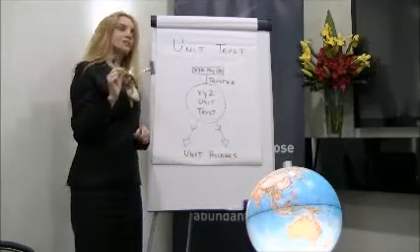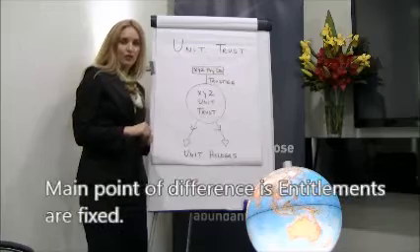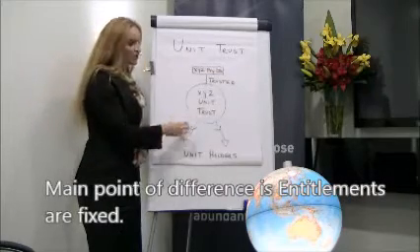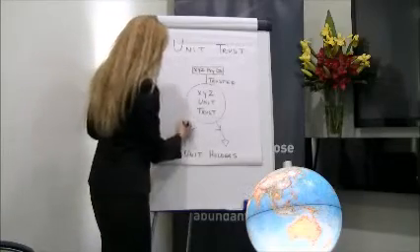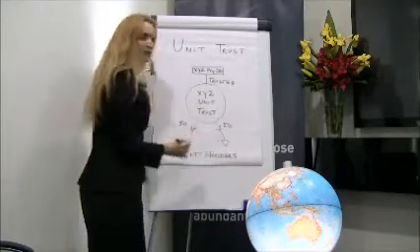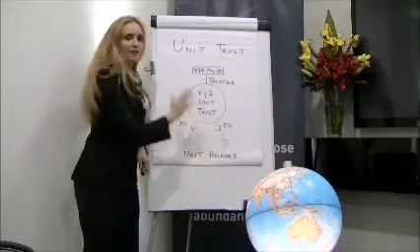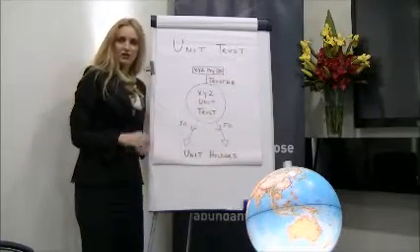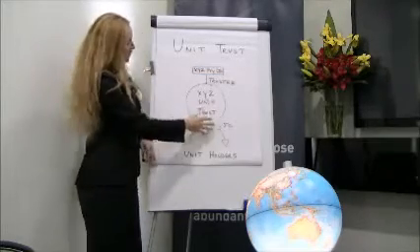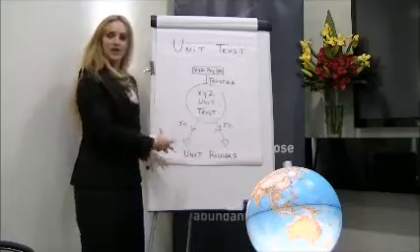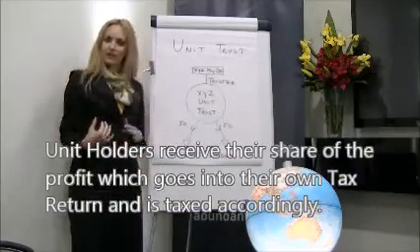Now the main difference between this type of trust and a discretionary trust that we covered earlier in our last episode is that the entitlements here are fixed. So that means, this unit holder might own 50 units and this one 50 units. So that means every year that profit is distributed in a fixed percentage, 50-50, according to the unit holding. So just like companies and the shareholding. So what happens here is the unit holders pick up their share of the profit and it goes into their tax return and is treated accordingly.